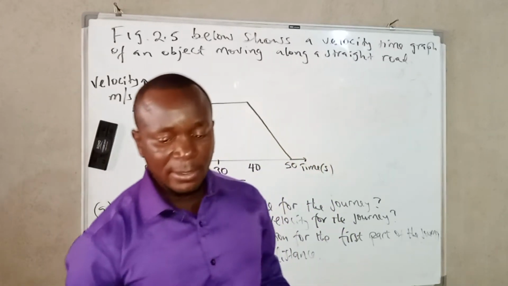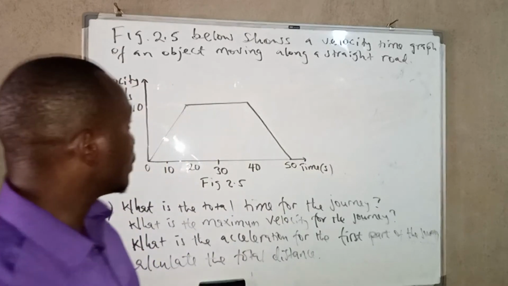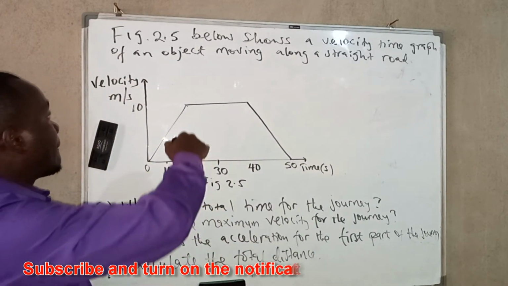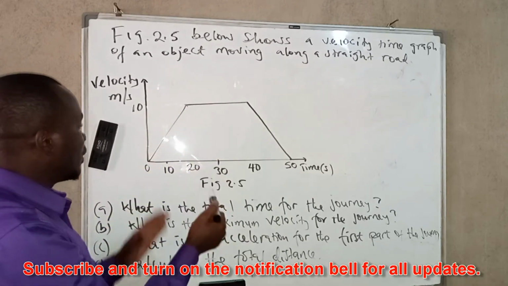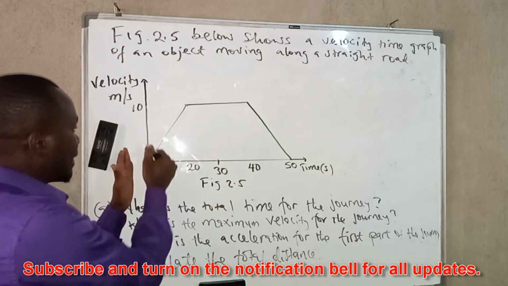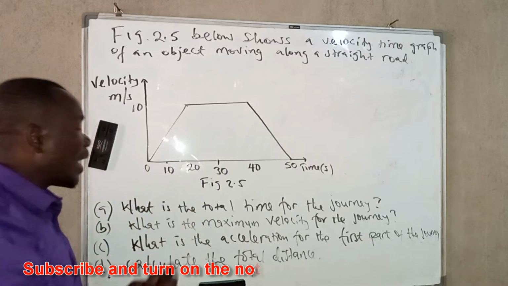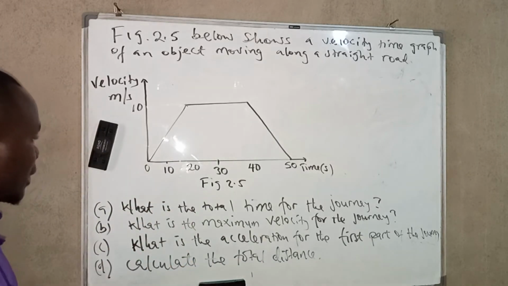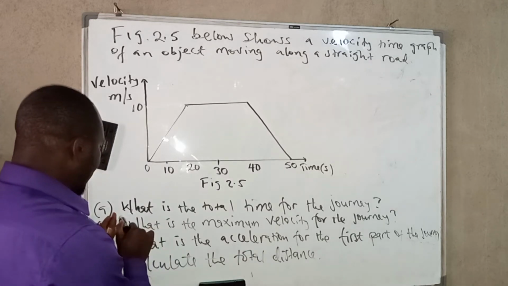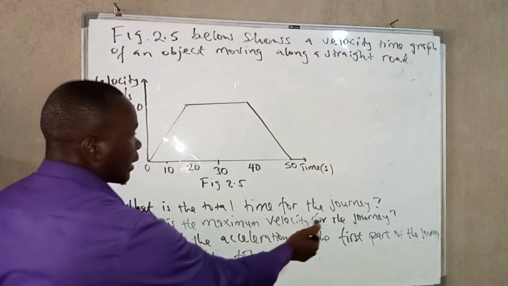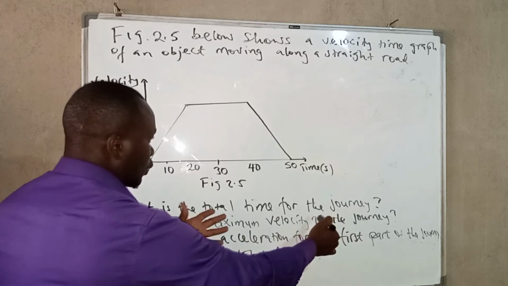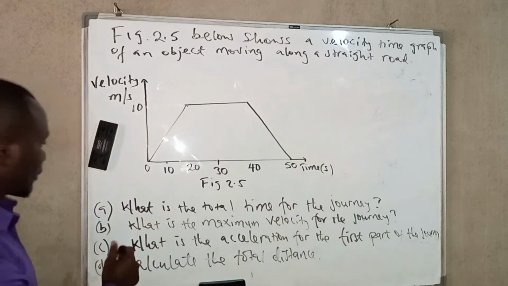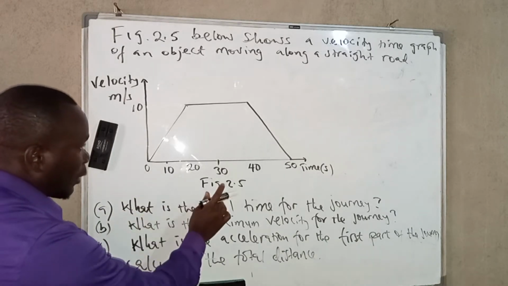Now, it is very important to take into consideration that when you are given graphs such as this one, you need first to know what each axis represents. And from that, that's when you need to look at the question. So the first part is to find the total time for the whole journey.